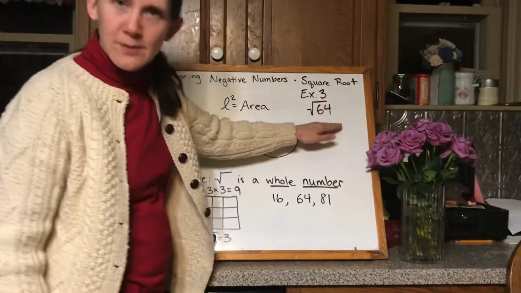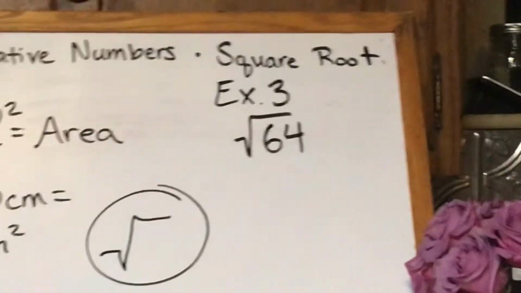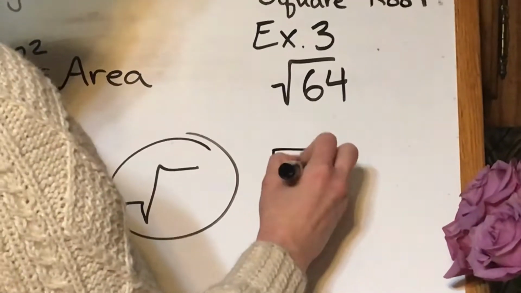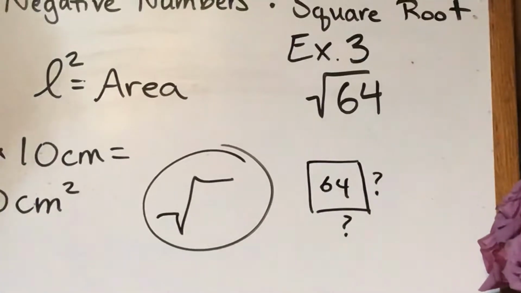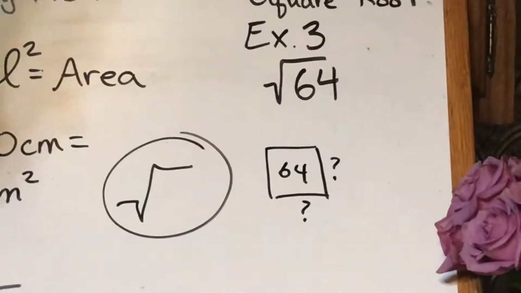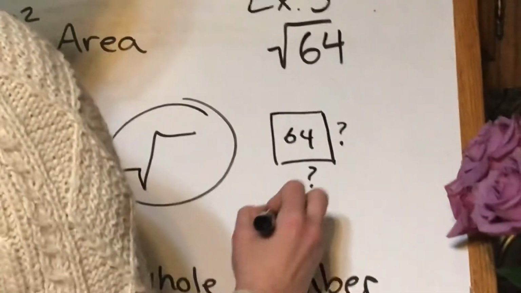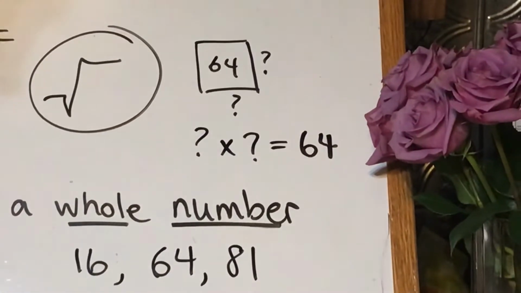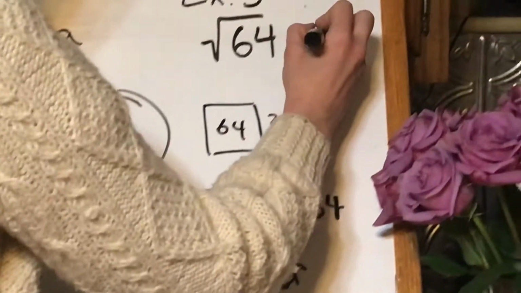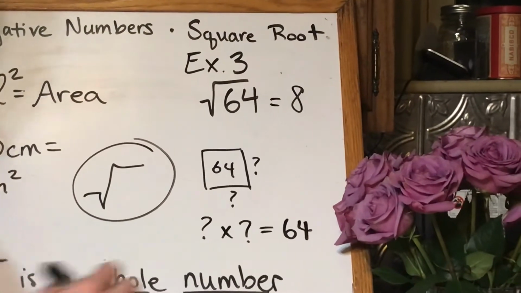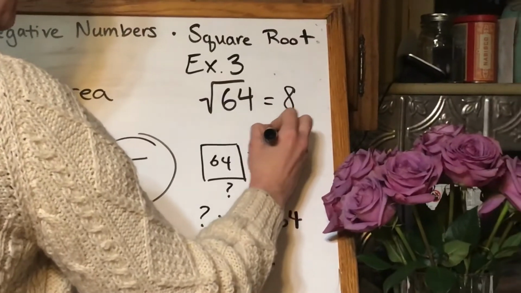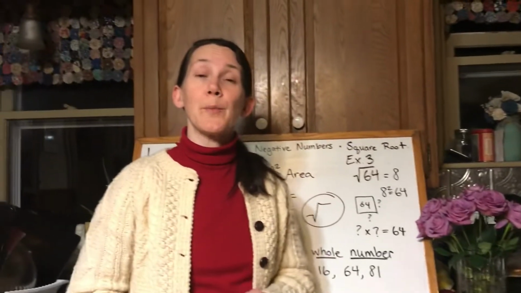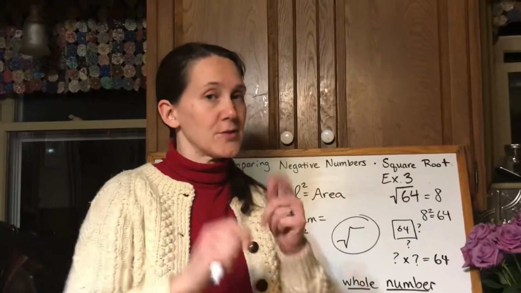So, example 3, square root of 64. We can think about this 2 ways. If we had a square, okay, and the area was 64, what would the sides equal? Okay, that's one way to think about it. The other way to think about it is, what 2 numbers, okay, multiplied together would equal 64? All right, and the answer is 8, because 8 squared is 64. And it's that easy. So you should be ready to do those practice problems and turn them into practice.